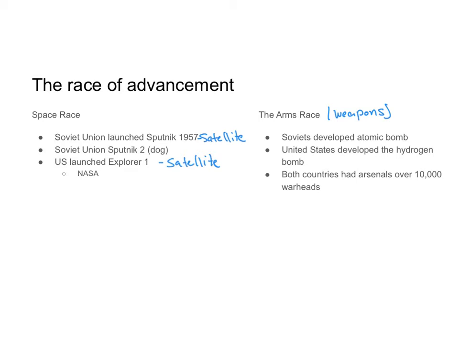The Soviets just developed an atomic bomb. Obviously, the United States had developed one first. We used it during World War II. But the Soviets did eventually gain that technology. Not long after the Soviets developed the atomic bomb, the United States developed the hydrogen bomb, which was much more destructive. And by the end of the Cold War, both countries had arsenals that consisted of over 10,000 warheads.